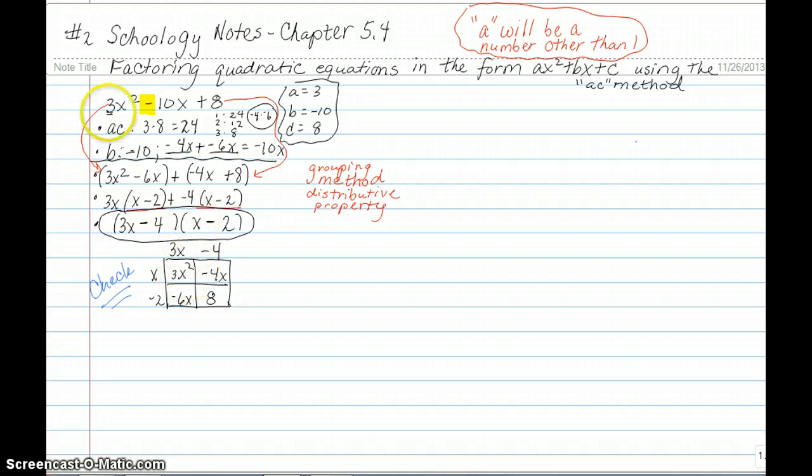3x squared, 3x squared. That matches. These two are like terms. Negative 6x and negative 4x is negative 10x. That matches. And then 8 matches. You are now sure that 3x minus 4 times x minus 2 is the correct factoring of 3x squared minus 10x plus 8.